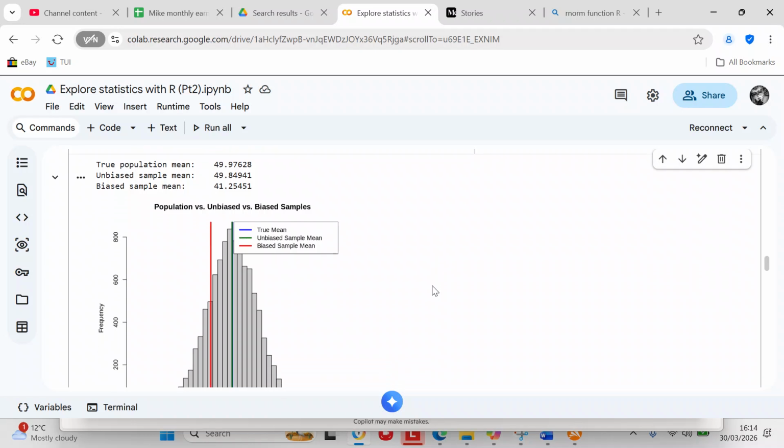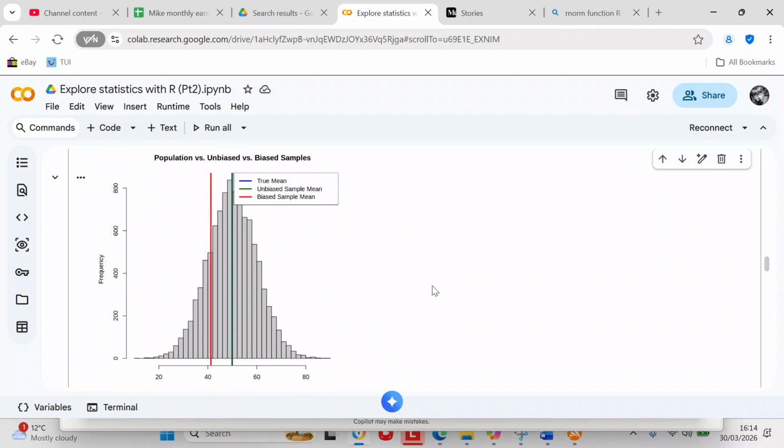So this is how we have discussed bias in sampling, and obviously that's something that you're going to need to be made aware of when you conduct your research, because you have to make sure that your research is unbiased, because if your research is biased, then you're not going to get a correct outcome.